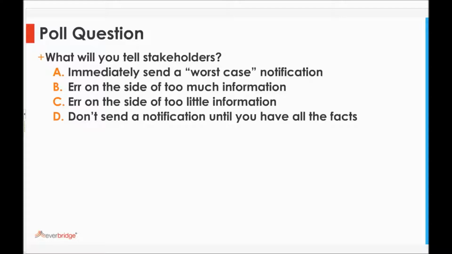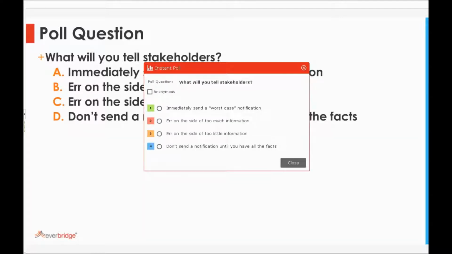Assuming this scenario happened where we had this shooting in a science wing, a science building in a remote corner of the campus, what would you tell stakeholders? Would you immediately send a worst case notification? Would you err on the side of sending too much information? Would you err on the side of sending too little information? Or would you not send any information until you had all the facts?